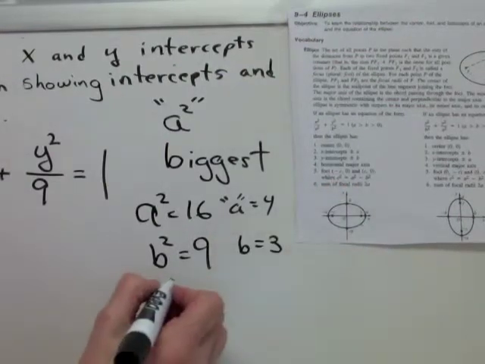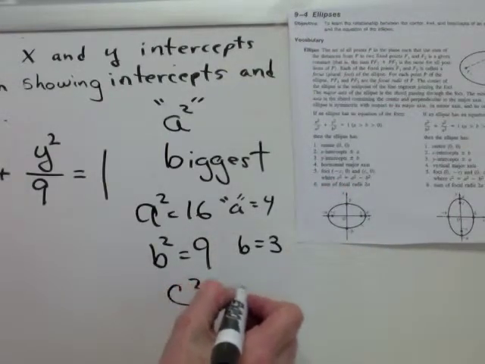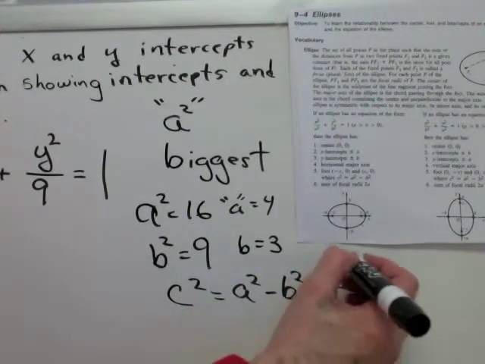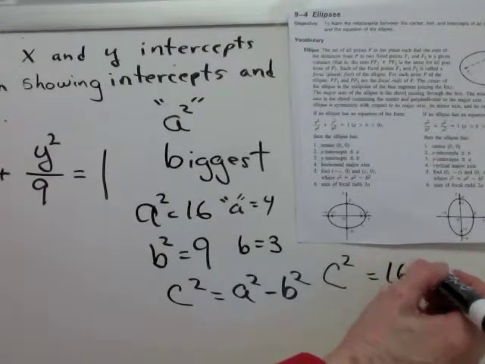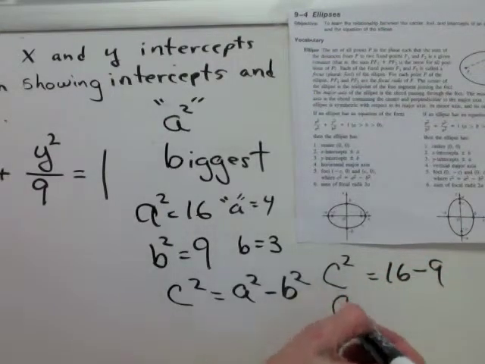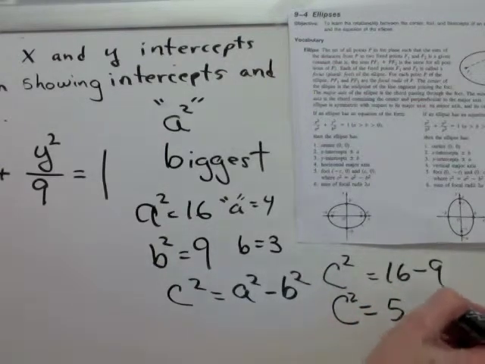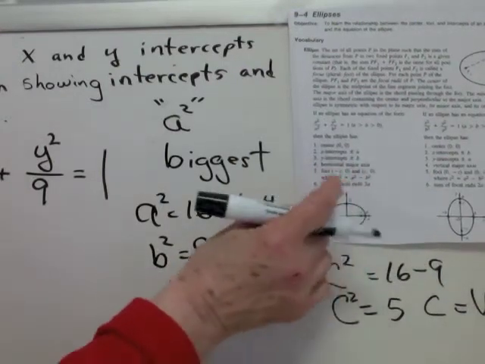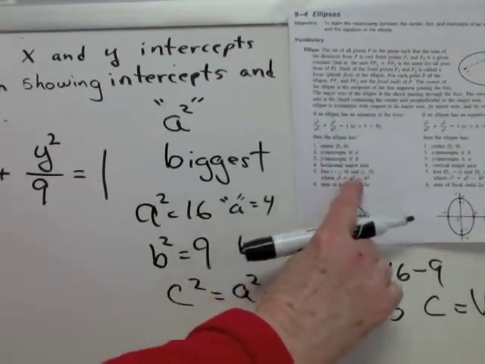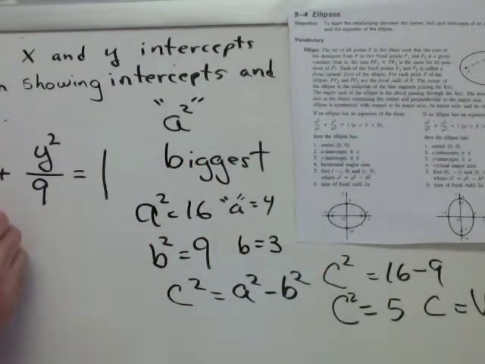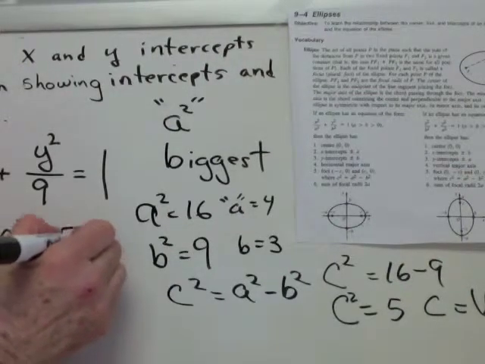So the equation is c squared equals a squared minus b squared. So in this case, c squared equals 16 minus 9, and c squared equals 7. So c equals the square root of 7. So according to this, the foci are minus c, 0 and c, 0. So minus root 7, 0, and root 7, 0.